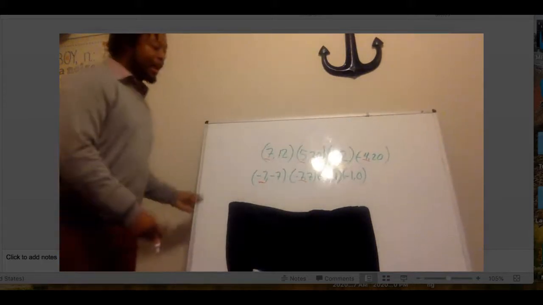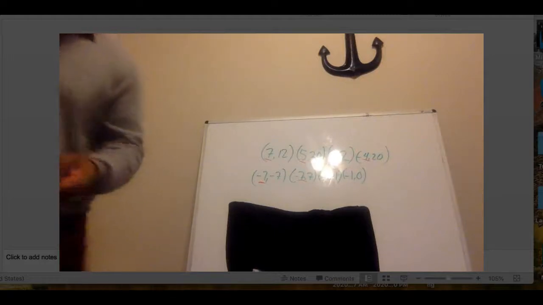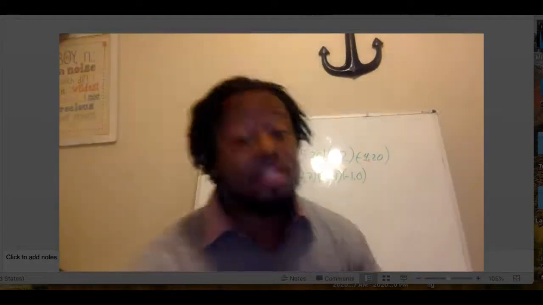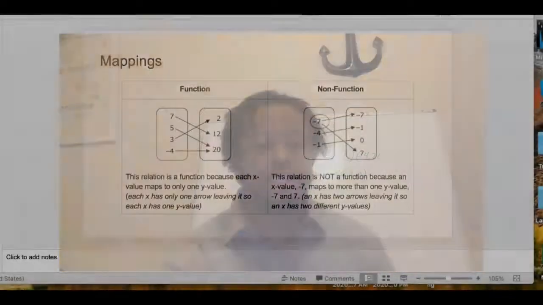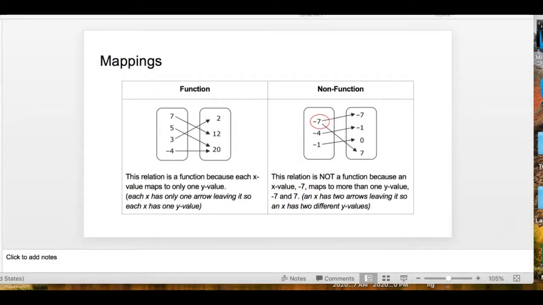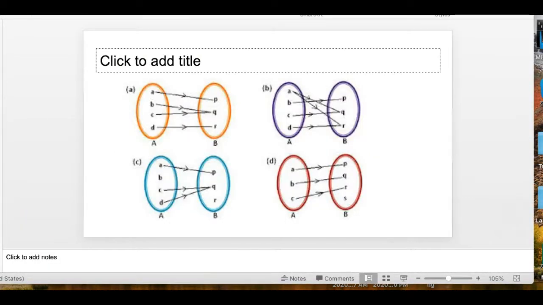Let's take a look at our next example. Make sure my board don't fall. It's leaning. Alright, let's look at this next example. Take a moment and assess whether these are functions or not. You should have paused the screen. I'm trusting that you paused. Work those out.